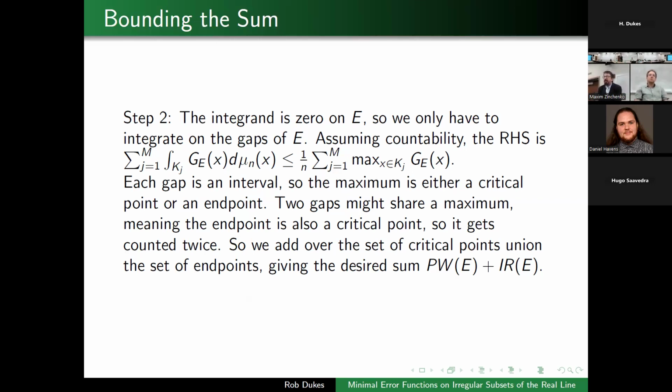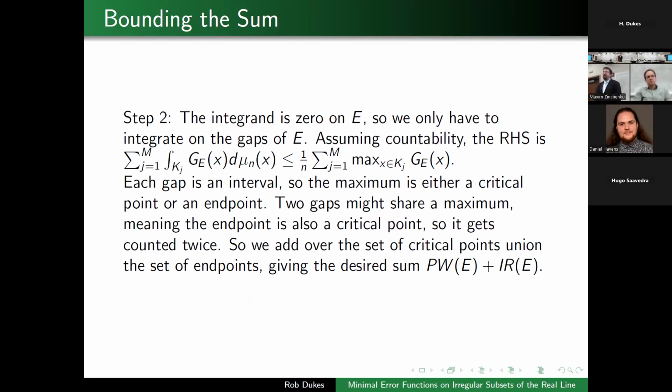So we're saying, what's the integral over one of these gaps? Well, its measure of the gap is 1 over n, and it must be less or equal to its own maximum. So we get that 1 over n times the sum of the max over each gap. Now each gap's an interval, so as any Calc 1 student should be able to tell you, the maximum is either a critical point or an endpoint.